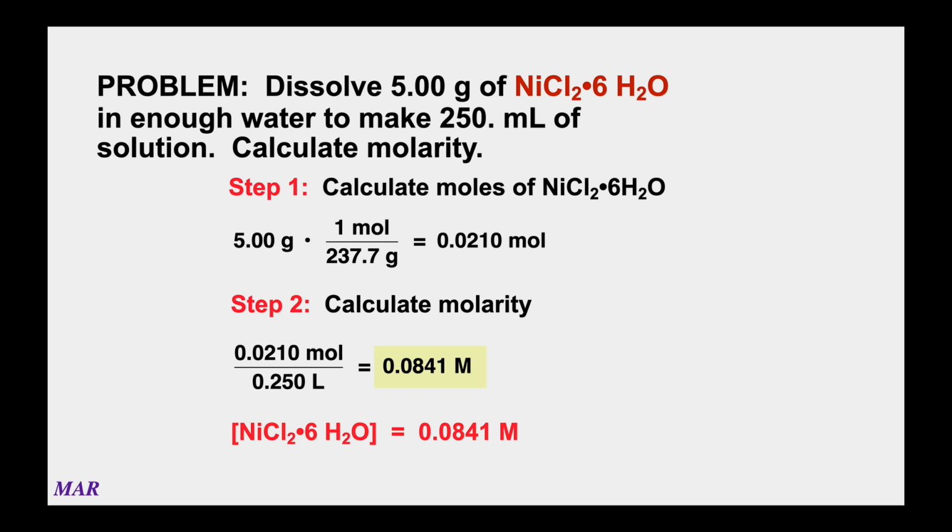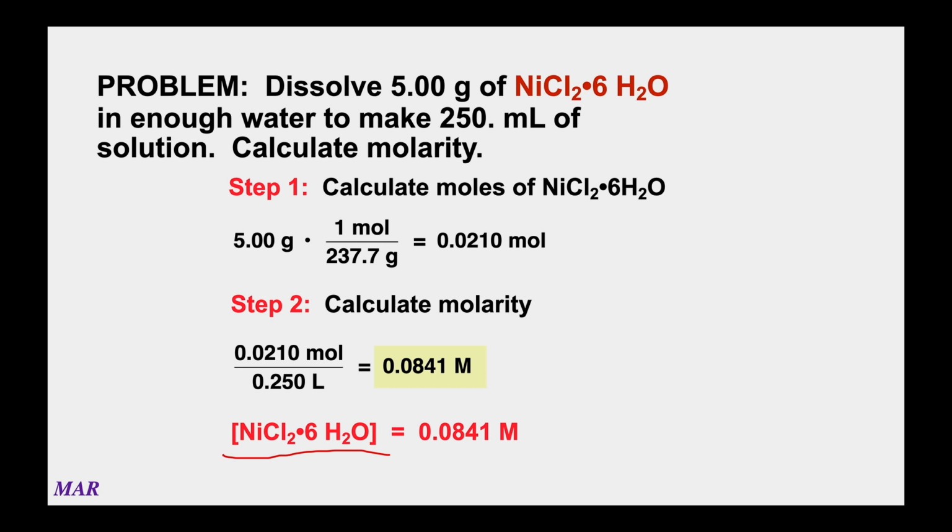So the moles of the nickel(II) chloride we calculated earlier, divided by the volume in liters, 0.250. This comes out to be 0.0841 molar, or 0.0841 is the molarity. Down here on the bottom is an example of the square bracket version that sometimes you see with solutions. It means the same thing, all right?